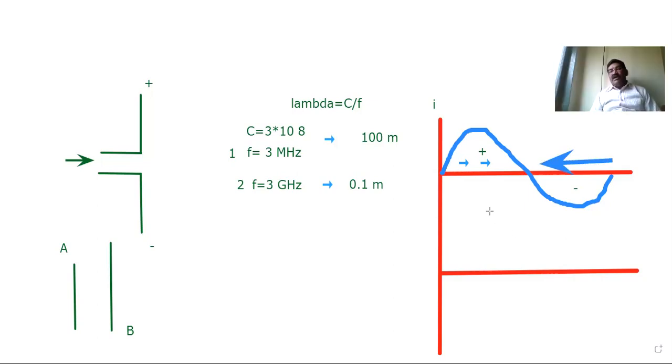AC current we are talking about, because in the antenna we don't talk about DC. In the last lecture I explained very clearly that DC doesn't have any meaning in the antenna, because DC does not have acceleration or deceleration, that is direct current. Only AC has acceleration and deceleration. So that's why it creates a displacement current. Due to the displacement current, there is radiation.